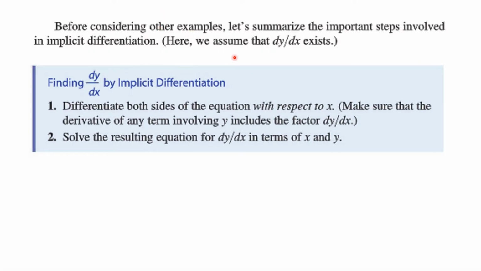Before considering other examples, let's summarize the important steps involved in implicit differentiation. Here we assume that y is a function of x and dy/dx exists. So what we do then is we differentiate both sides of the equation with respect to x. Make sure that the derivatives of any term involving y include the factor dy/dx, because you have to use the chain rule to take the derivative with respect to x. And then you solve the resulting equation for dy/dx in terms of x and y.